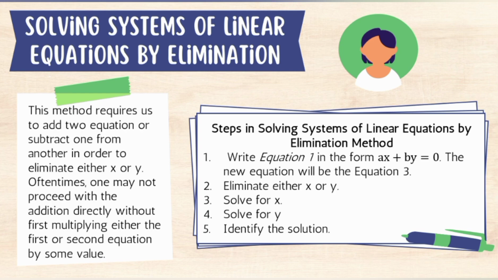So, first is to write the equation in the form ax plus by is equal to 0. The new equation that will be formed will now become the third equation. Second is to eliminate either x or y. Third is to solve for x. Fourth is to solve for y. And fifth is to identify the solution.